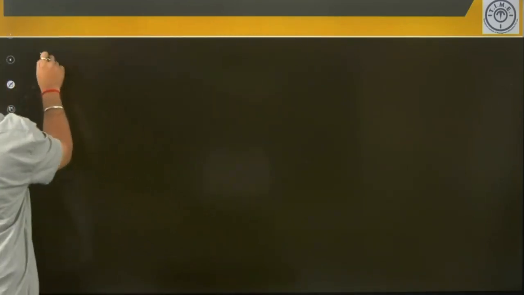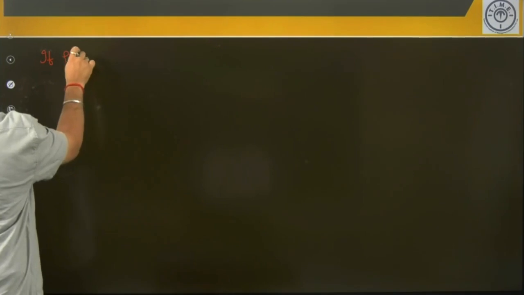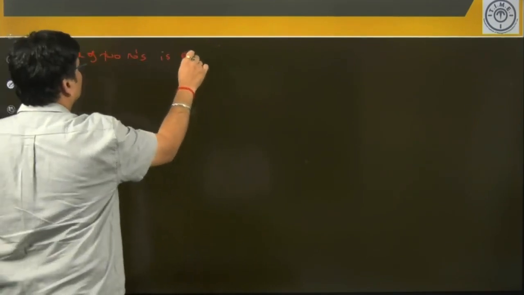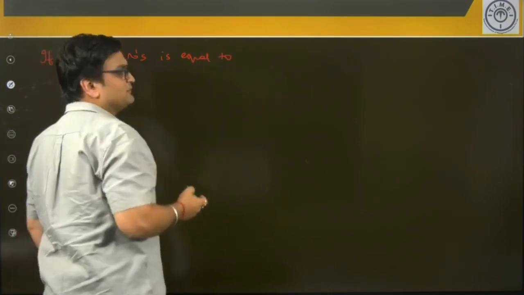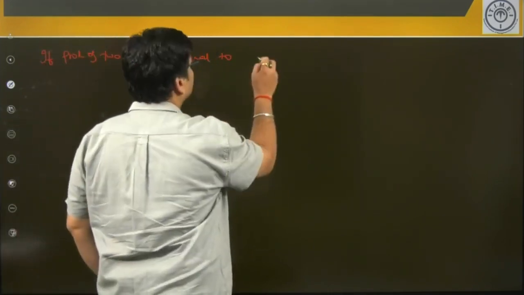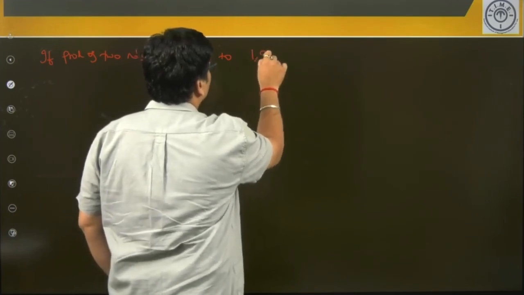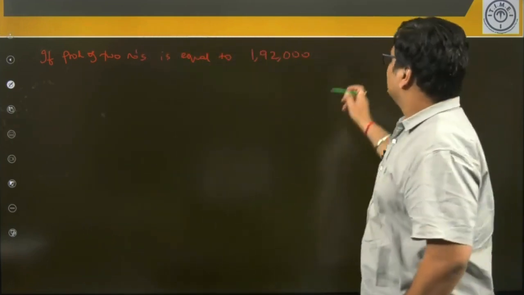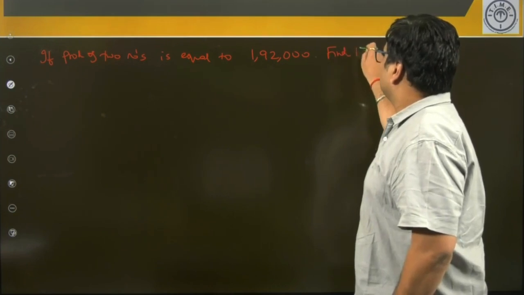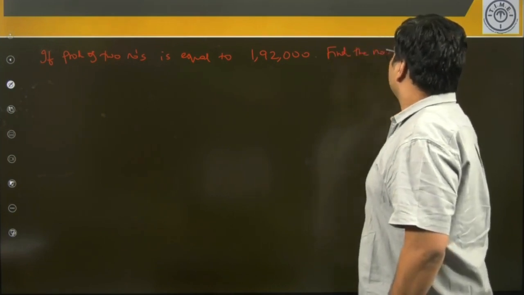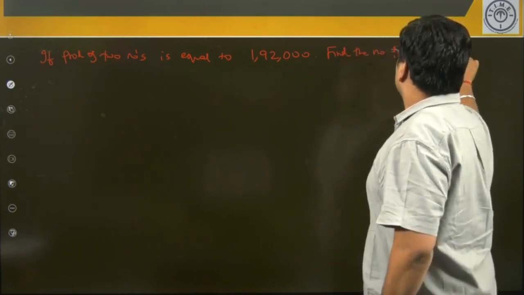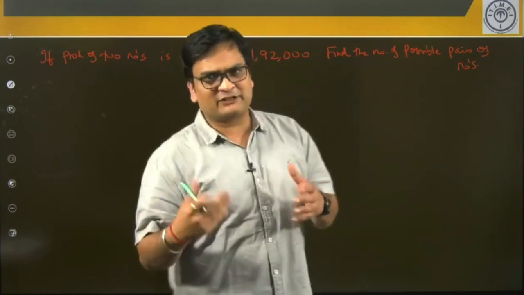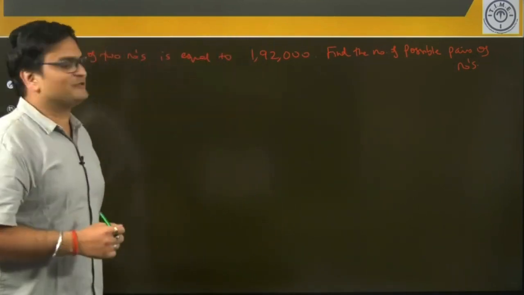So let's say the question is something like this: if the product of two numbers is equal to 1,92,000, find the number of possible pairs of numbers. How many such pairs of numbers are possible whose product is 1,92,000?